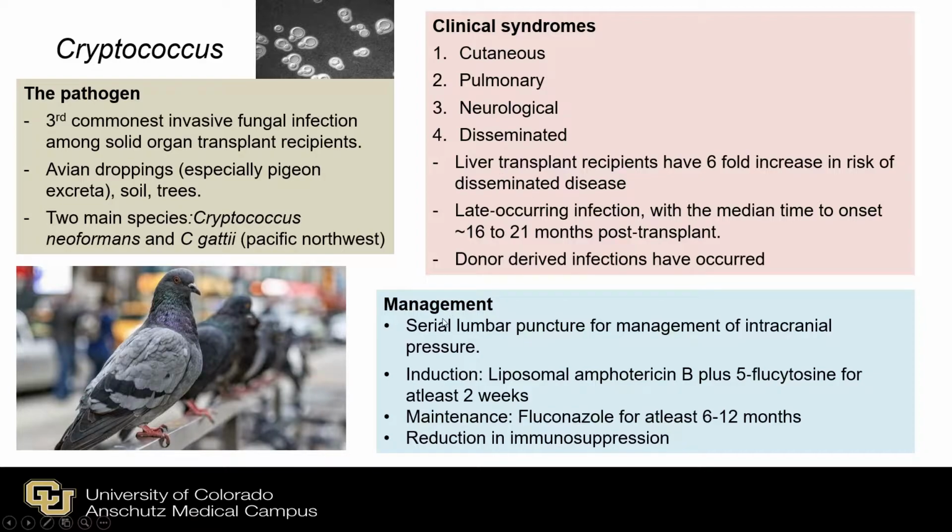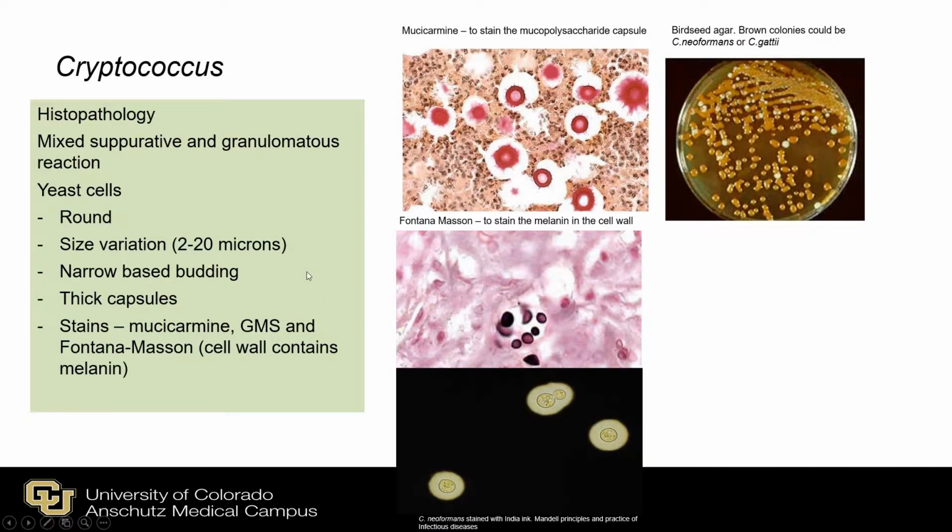The major complication of CNS disease is elevated intracranial pressure, hydrocephalus. So you need to do serial lumbar punctures or place a drain for management of intracranial pressure. We treat patients with disseminated cryptococcosis with a combination of liposomal amphotericin plus 5-flucytosine. And once infection is deemed controlled, we can switch to maintenance therapy with high-dose fluconazole for at least 6 to 12 months. And of course, we need reduction in immunosuppressive agents as well. So we've actually stopped most of the rejection medications in this patient.